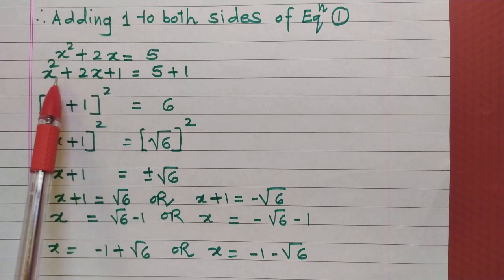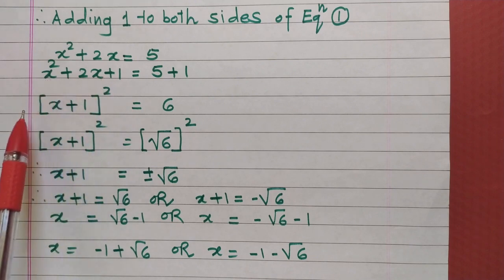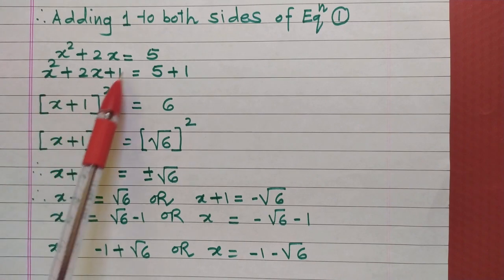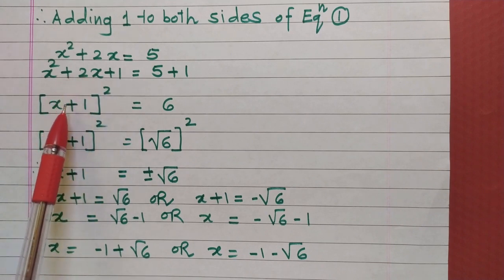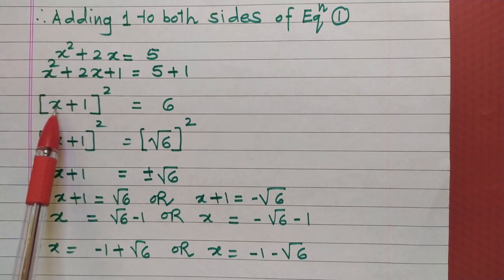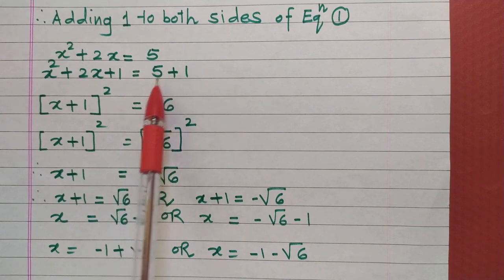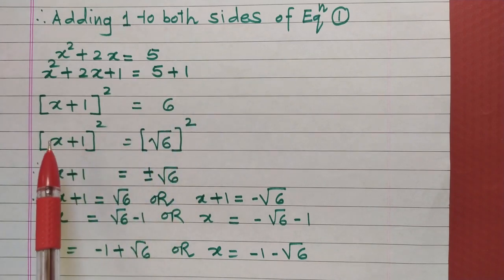How to find the complete square? Taking the square root of the first term. What is the square root of x square? x. What is the square root of 1? 1. And the sign of the middle term in between. The middle term sign is plus here, so I have written the plus sign. So it will be x plus 1 whole square is equal to 5 plus 1, which is 6.